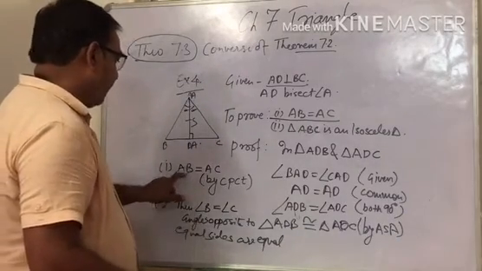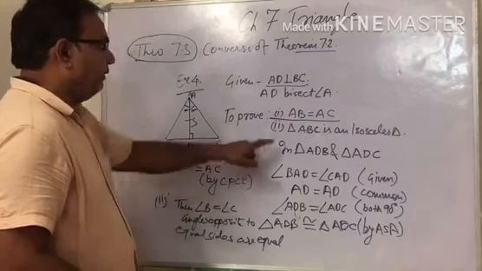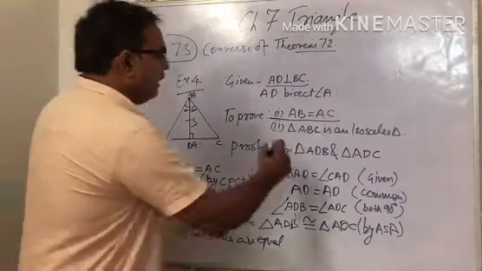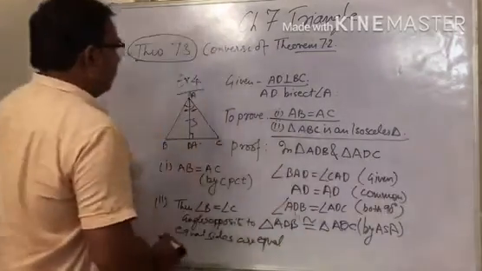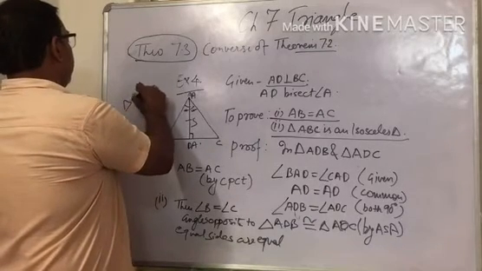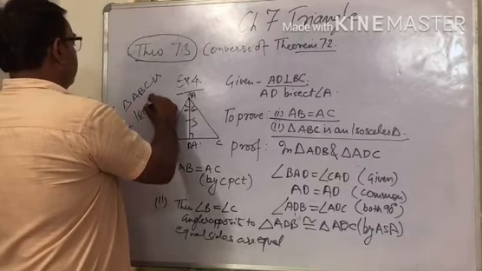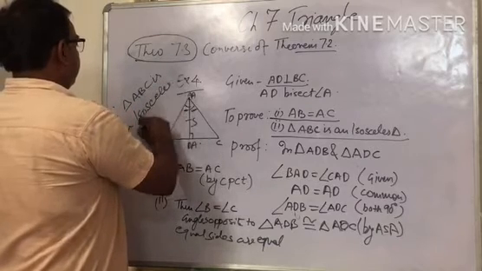If AB is equal to AC, angle B is equal to angle C, we say that ABC is an isosceles triangle. Therefore, triangle ABC is an isosceles triangle.